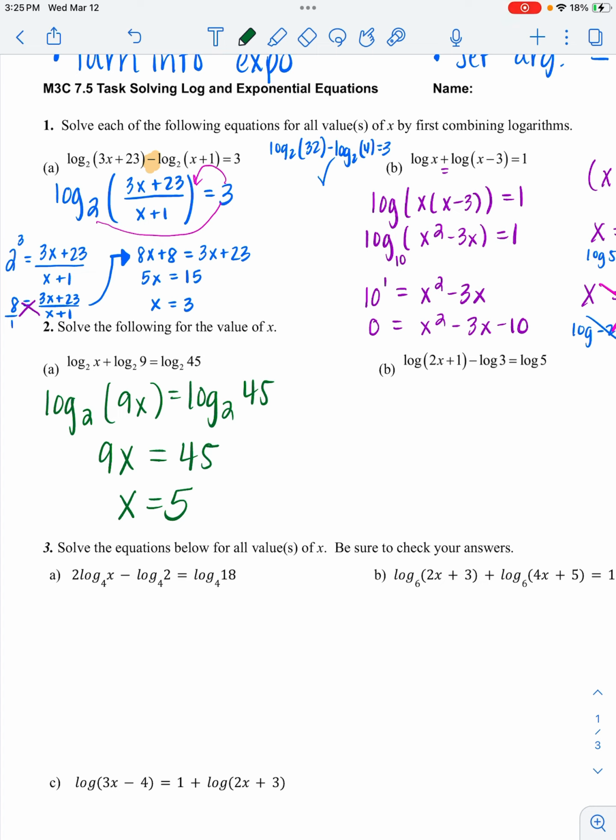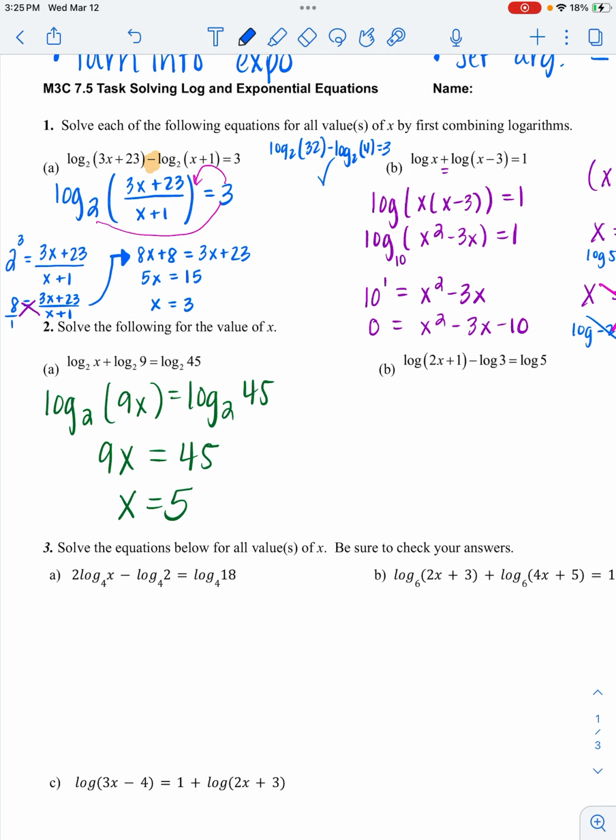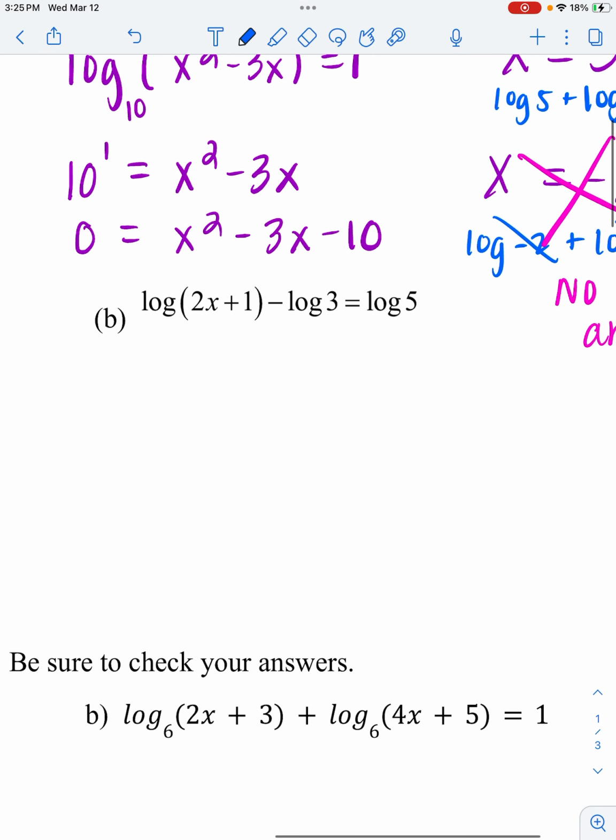Try B. Pause it here and try it. I hope you tried this before coming back to my answers. Don't just copy down my answers. You're never going to learn it if you don't try it.